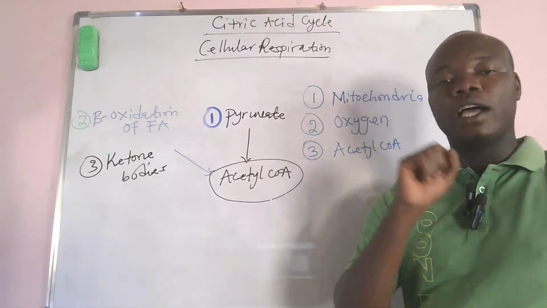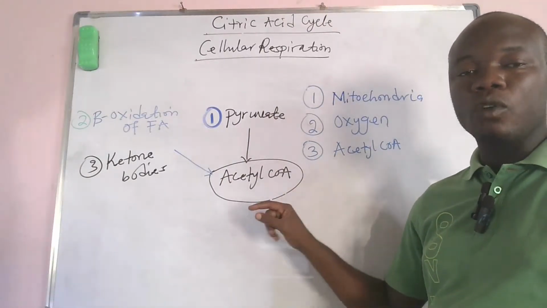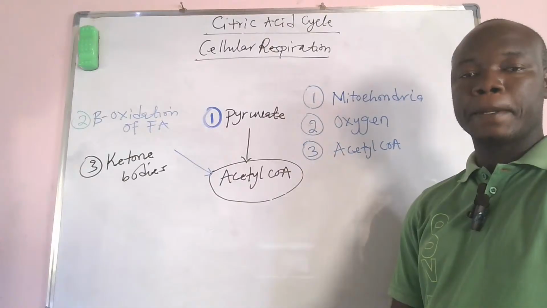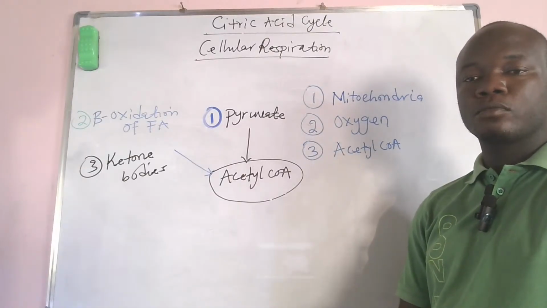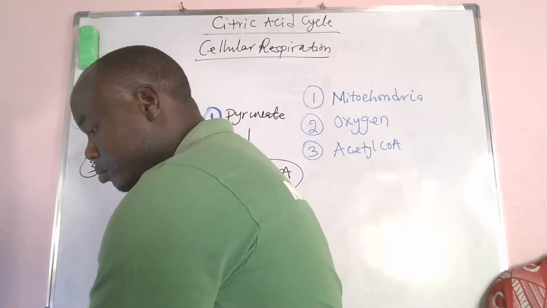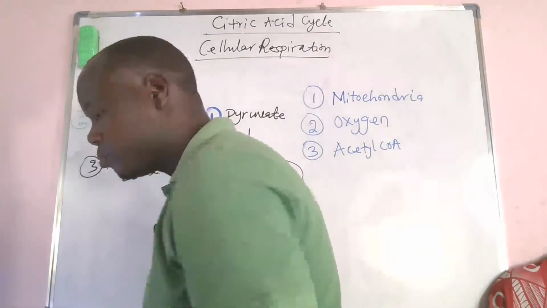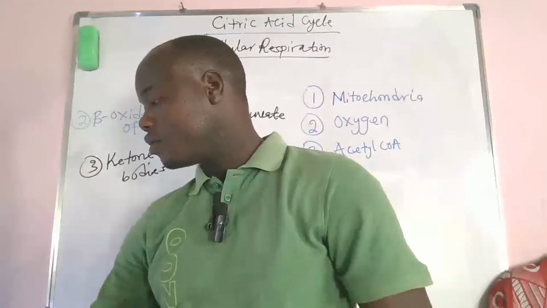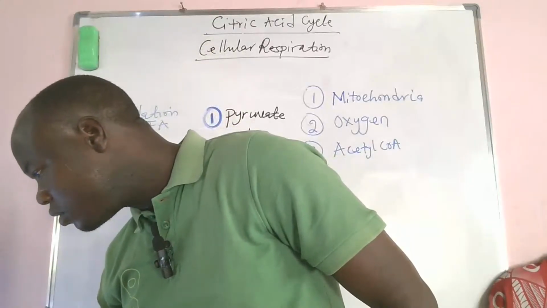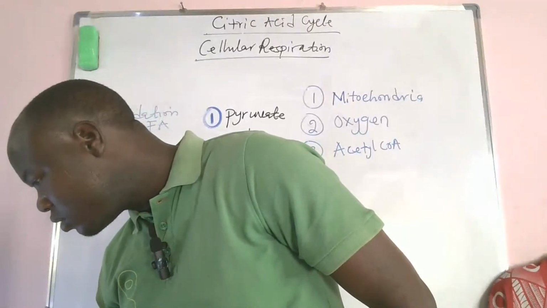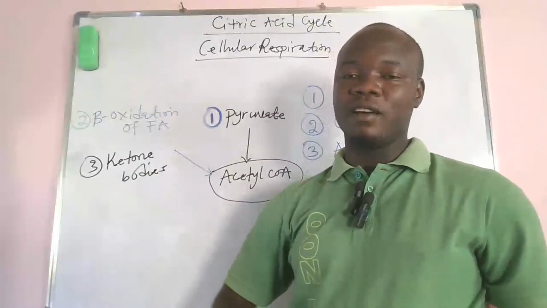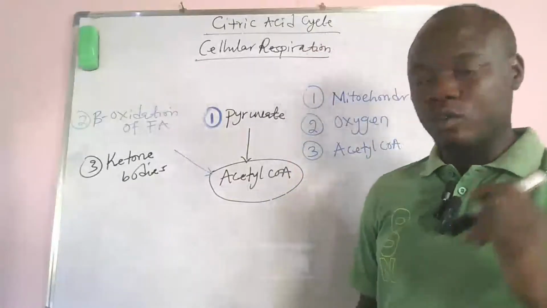But now remember, I want to ask you one question. Where does glycolysis take place in a cell? No, glycolysis is not taking place in the mitochondria, Victoria. Glycolysis is taking place in the cytosol.